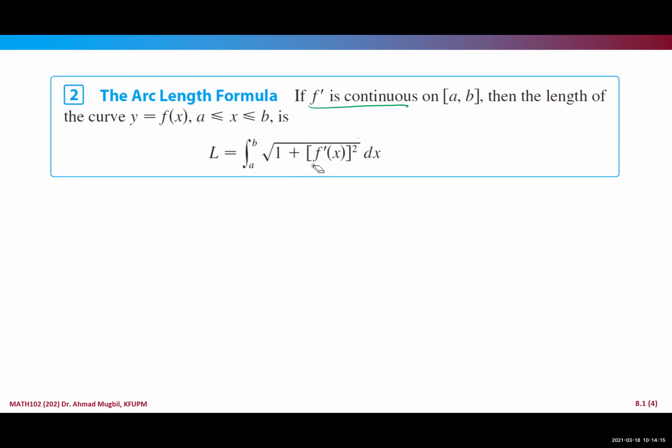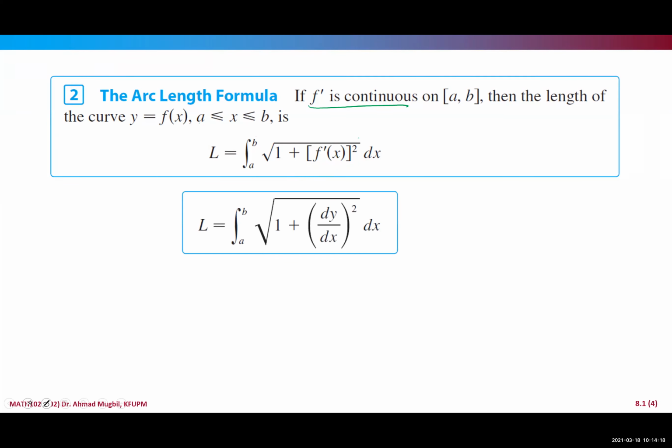That's it. If we use Leibniz notation, instead of f prime we will use dy/dx, because it is easier to deal with the differentials than with Newton notation. Let's take an example. Find the length of this curve from this point to this point. This curve is a semi-cubical parabola, y squared equals x cubed, from (1, 1) to (4, 8).